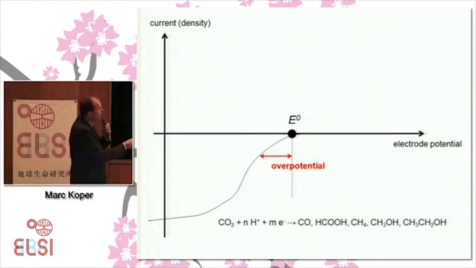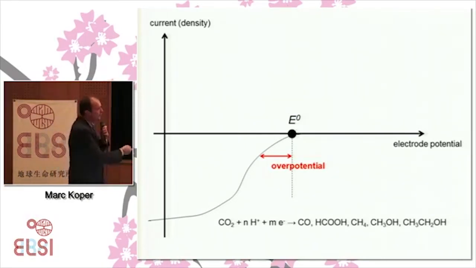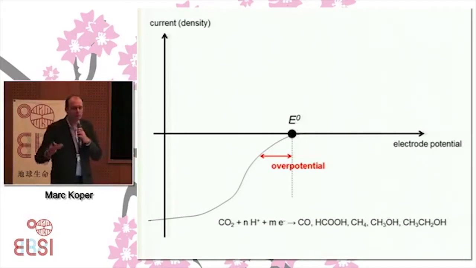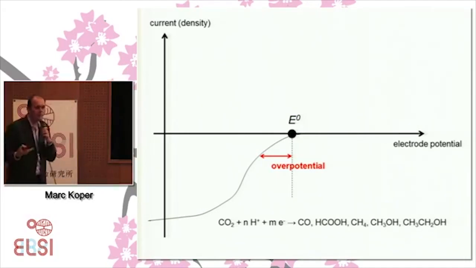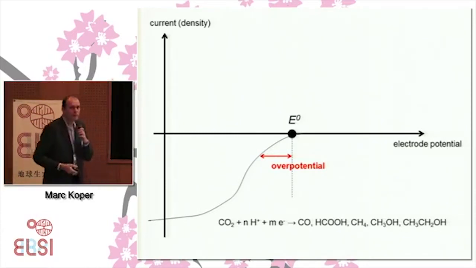I mean, typically we would like this to happen very close to the redox potential, because my interest is actually not so much in the origin of life, but my interest is in seeing if I can use CO2 and water and renewable electricity to make interesting molecules, and I would like to do that as efficiently as possible. And that means that I would like this to happen as close as possible to the equilibrium potential.